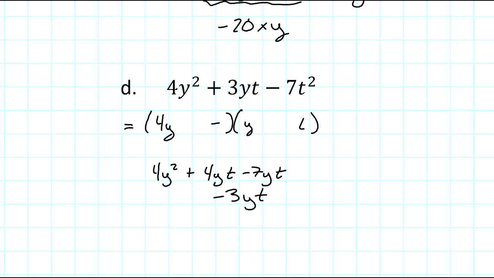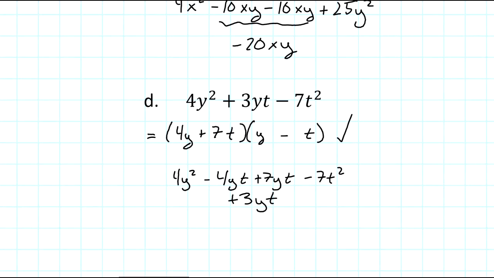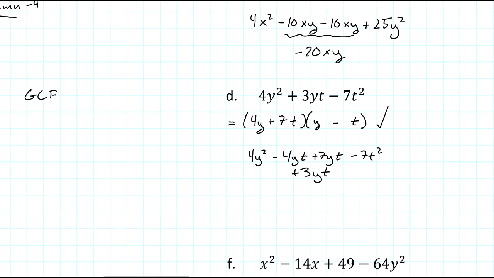So if we switch the signs, plus 7t and then a minus t, I'll get a minus 4yt and then a plus 7yt will give us a plus 3yt. There we go. And then the last term would be a minus 7t squared. Nice. So notice when it comes to that second variable with the t, we just have to think that the second term inside the parentheses has to have a t in it so that we get t times t is t squared. Other than that, we're still using the same methods that we developed before.